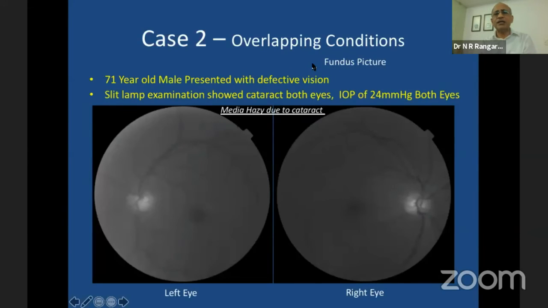And this is a second case with overlapping conditions. A 71-year-old male presented with defective vision. His IOP was 24.